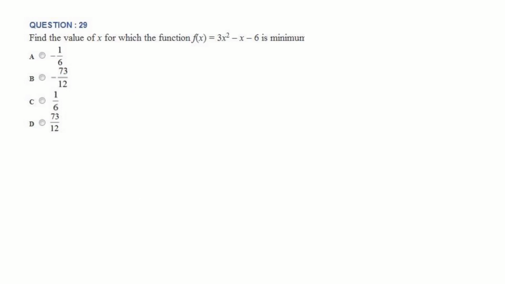Find the value of x for which the function f of x is equal to 3x squared minus x minus 6 is minimum. Now, you just have to introduce a fact here, or let's say a formula, that at the minimum point of any curve, the derivative is going to be 0. So that means at the minimum point, dy over dx is going to be equal to 0.